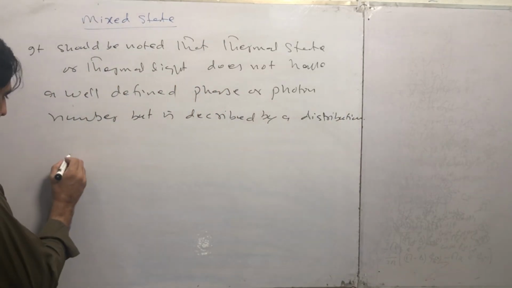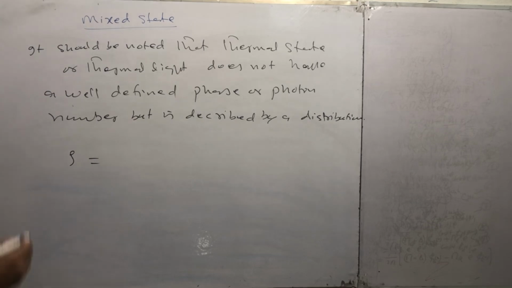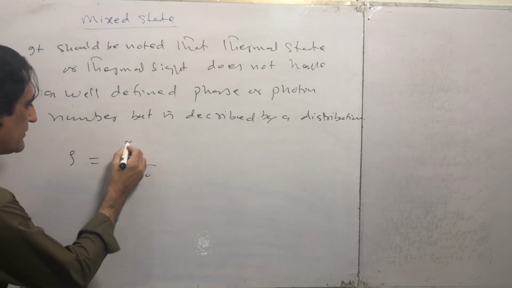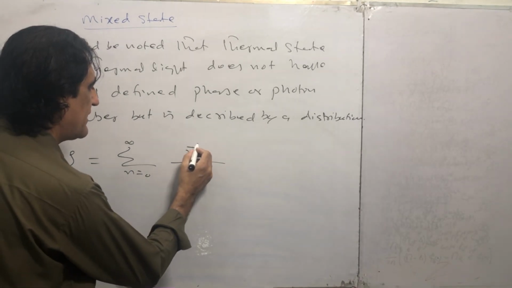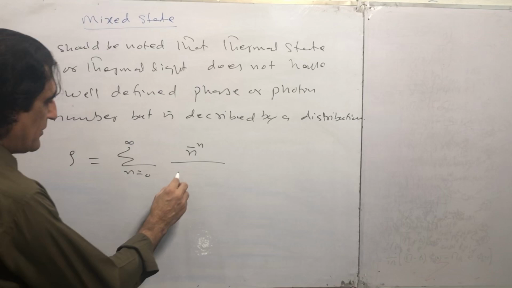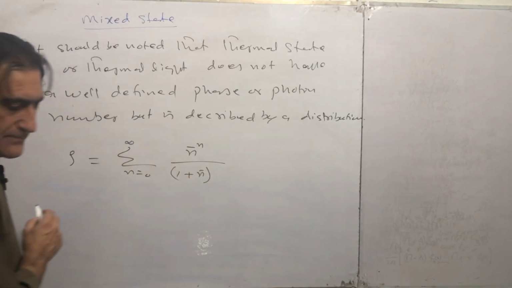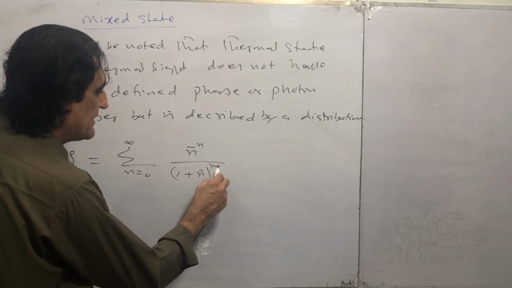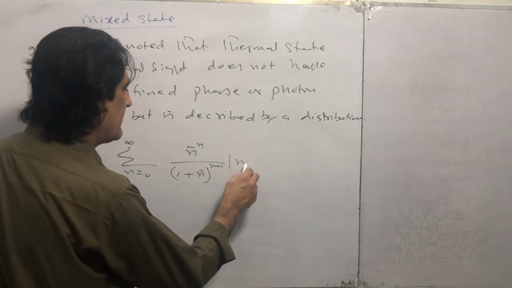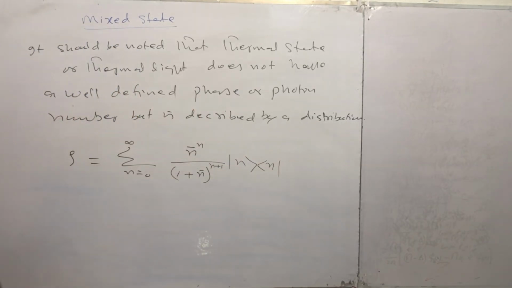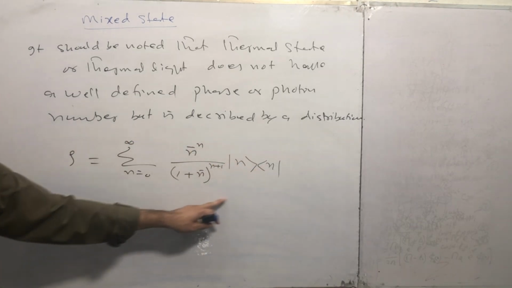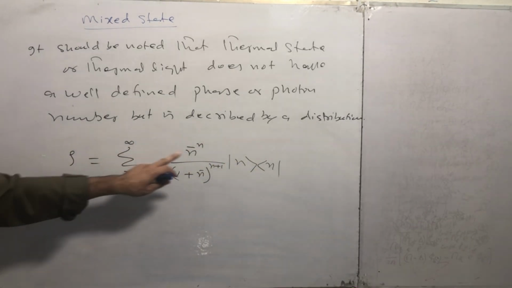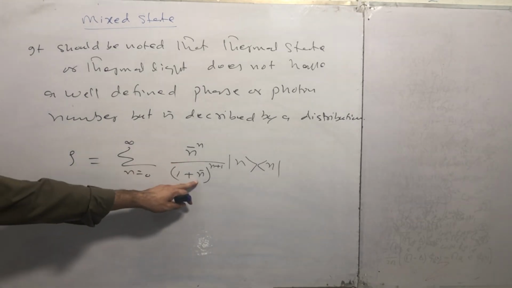For thermal light, the density matrix must be written as the sum from n equal to 0 to infinity of n average of n to the power n, over 1 plus n average to the power n plus 1, times |n><n|. So this is a mixture of Fock quantum states. The density operator is some complicated one, and it can be represented by this, where this is the average number of photons.